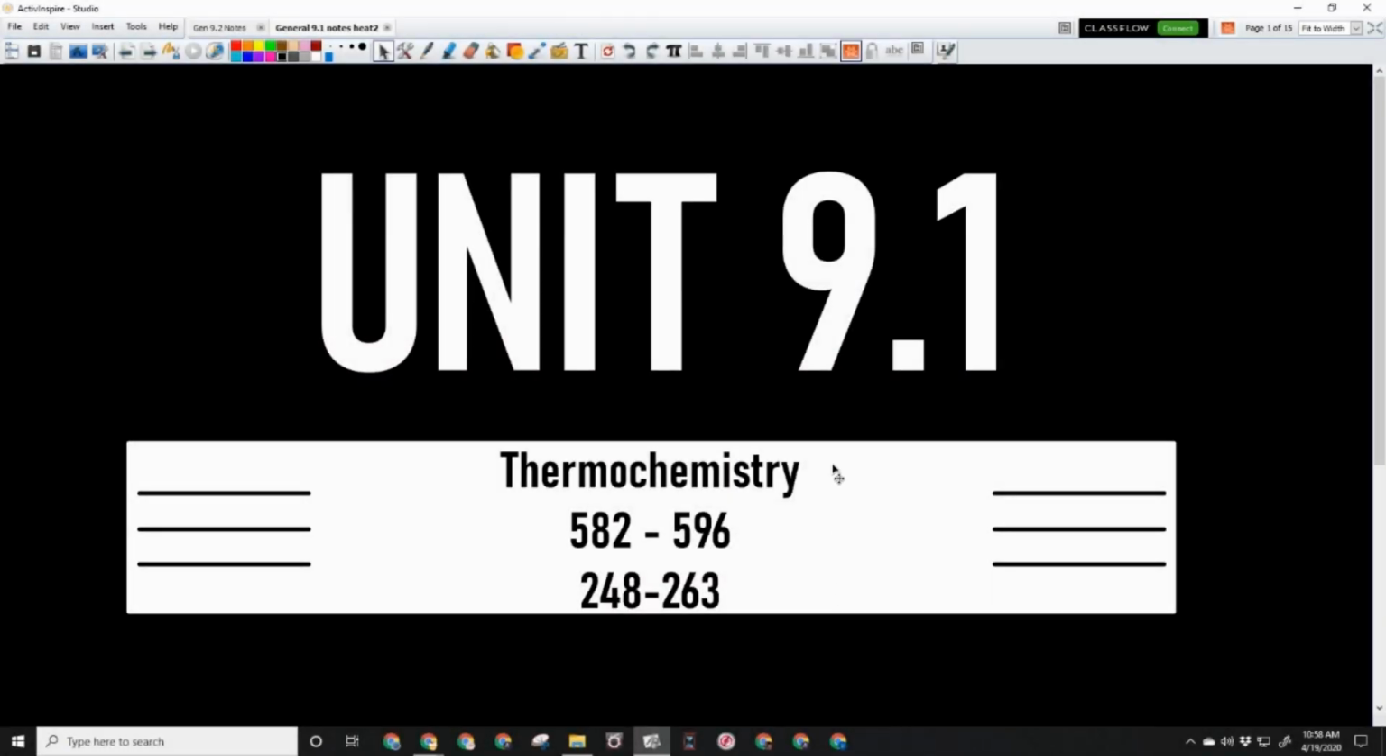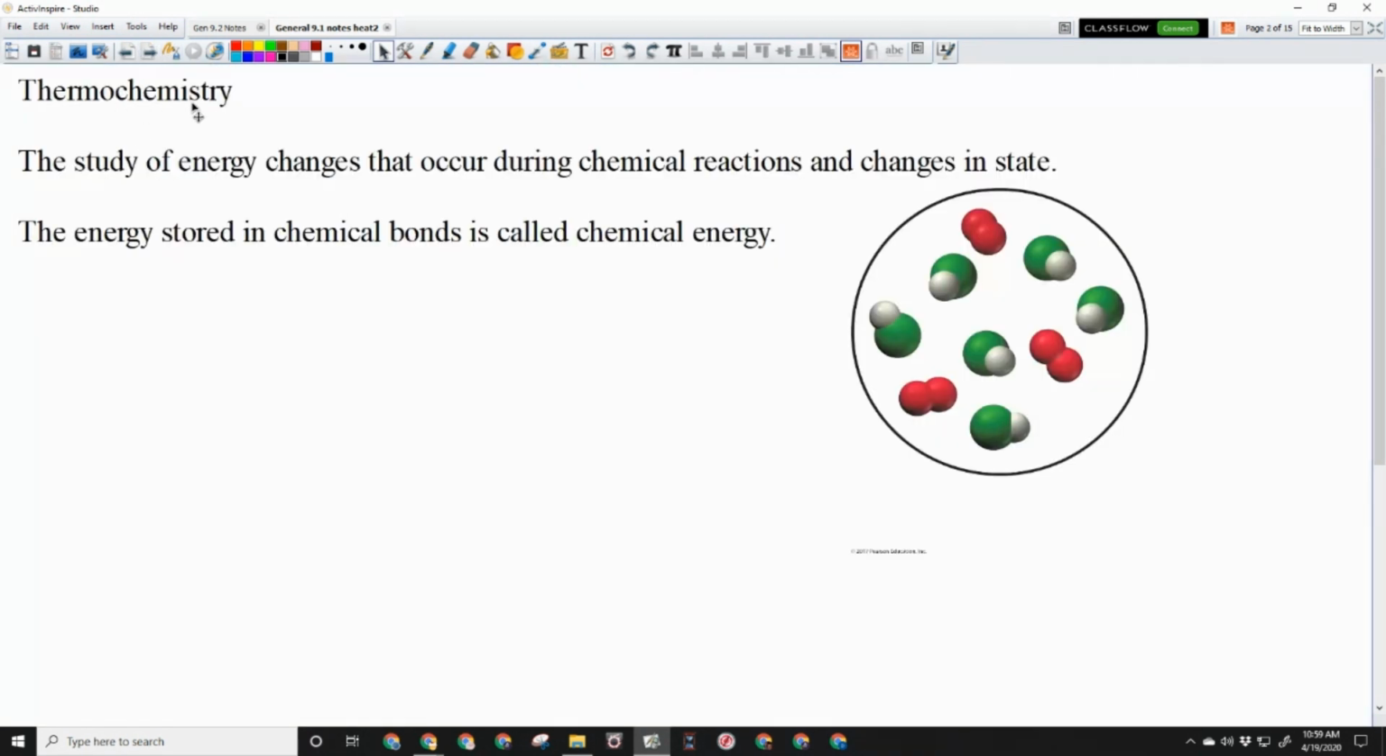Back. This is unit 9.1, and in this unit, we're going to be talking about thermochemistry. And in your textbook, this is going to be pages 582 to 596, and in your workbook, 248 to 263. Thermochemistry. What is thermochemistry?